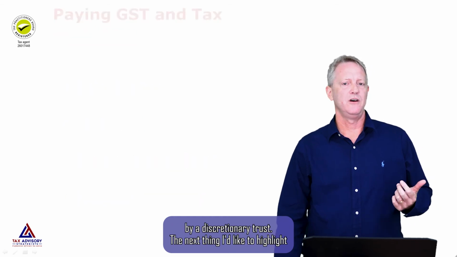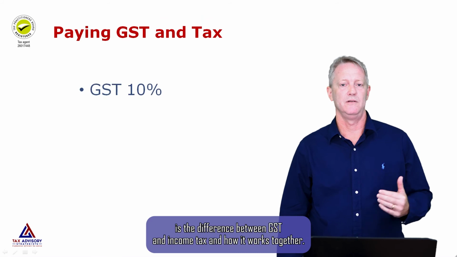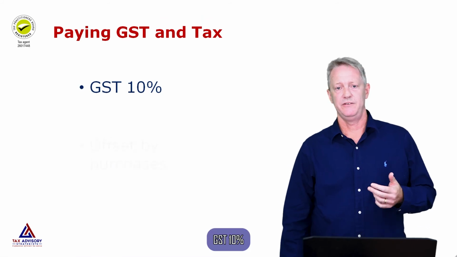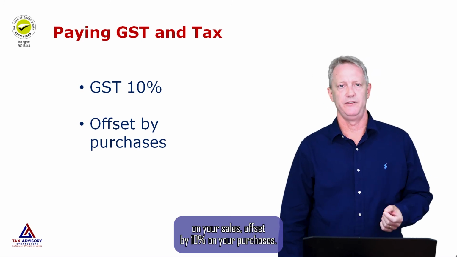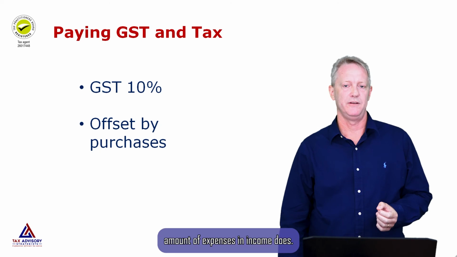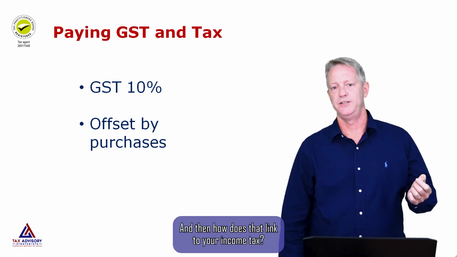The next thing I'd like to highlight is the difference between GST and income tax and how it works together. GST is 10% on your sales, offset by 10% on your purchases. Not all things have GST on them, but a predominant amount of expenses and income does. And then how does that link to your income tax?